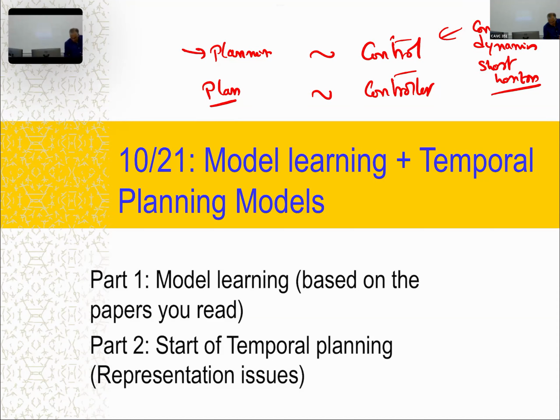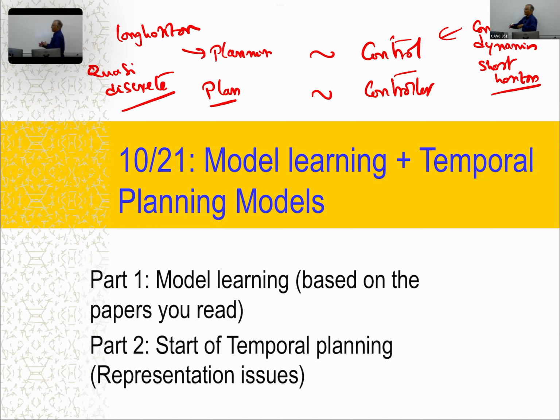So in the case of planning, you typically tend to look at long horizon, and also quasi-discrete. I understand continuous is a general case of discrete, but on the other hand, you can't not think about continuous dynamics in short-term controller scenarios.